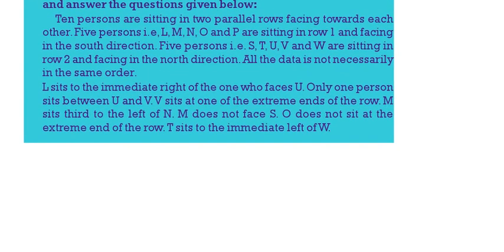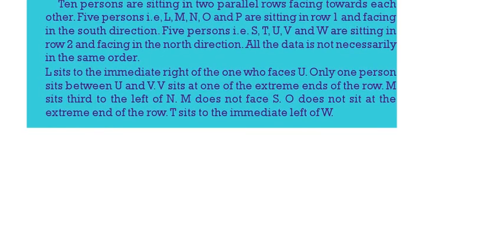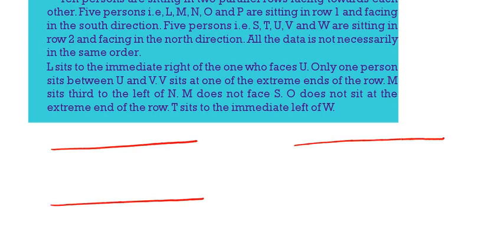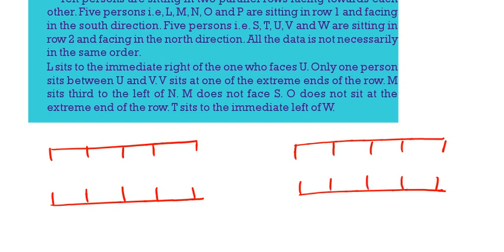Next one. There are 10 persons, LMN, OP, they are sitting in row 1, row 2. Now we are having 2 rows. LMNOP in row 1 facing south direction. And here we are having STUVW facing north direction.